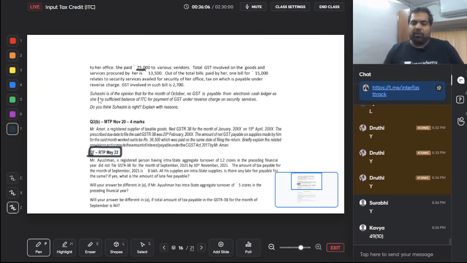She paid 75,000 to her vendors. The total GST involved in the goods and services by her is 13,500. These are purchases. Can she take credit? Yes, 13,500. She can take credit.